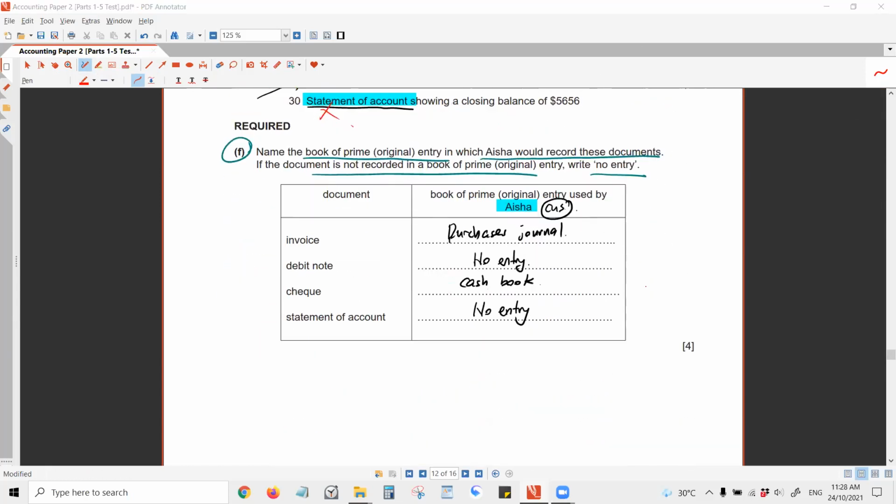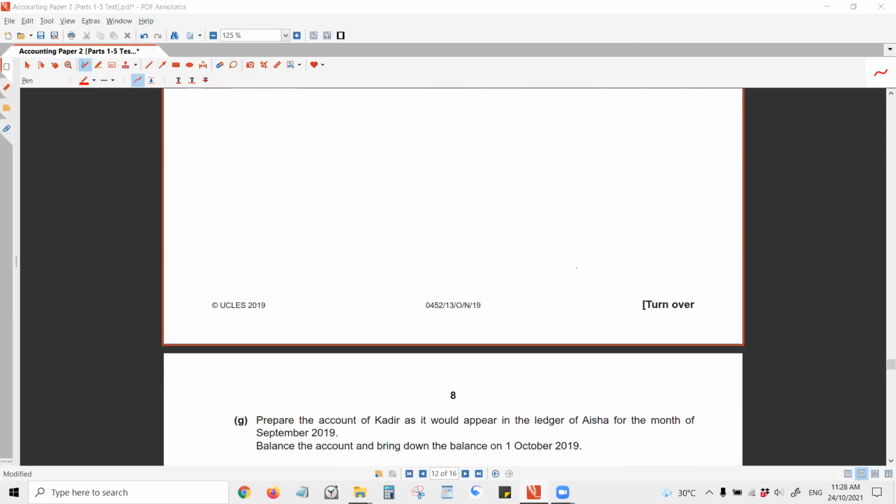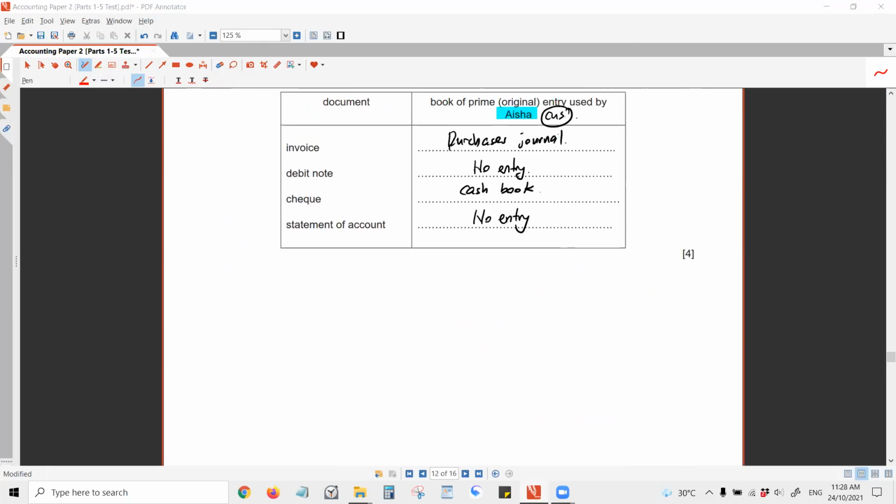Now we see the next page. This is considered simple, this question. We see the next page.